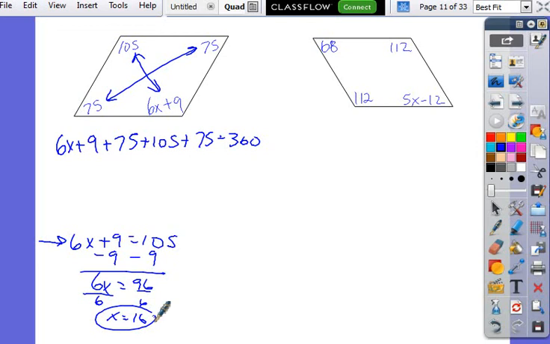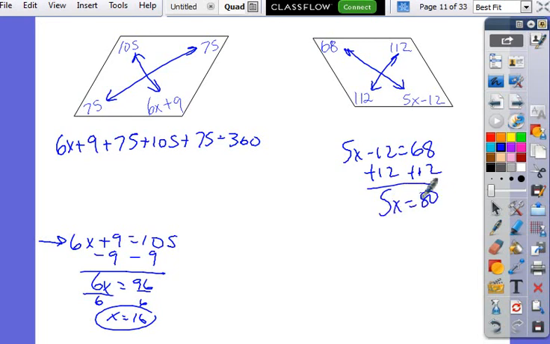All right, the equation for this second one: if we notice that 112 equals 112, then 5x minus 12 has to equal 68. Add the 12. 5x equals 80. Get 16. And again now, when can I do this? When the two angles are equal. Which two angles though? We've got to be specific. Opposite. When the opposite angles are equal, I can say 5x minus 12 equals 68 and work that.